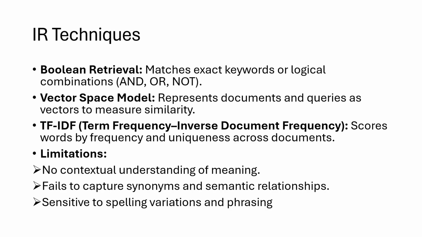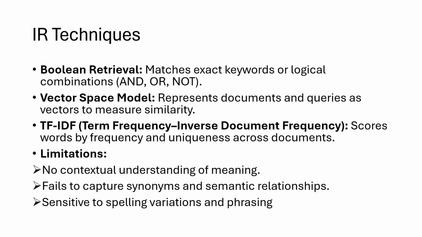So there are some techniques of information retrieval. Boolean retrieval matches exact keywords or logical combinations, for example, and, or, not. The vector space model measures the similarity between queries and documents, and term frequency inverse document frequency, known as TF-IDF, is a very popular method in information retrieval systems. It generates the score of words by frequency and uniqueness across the whole document collection.